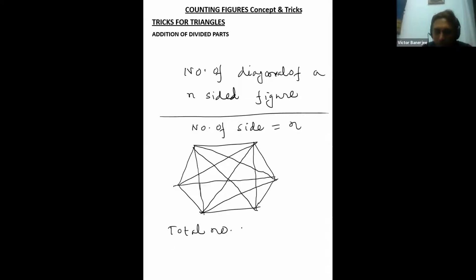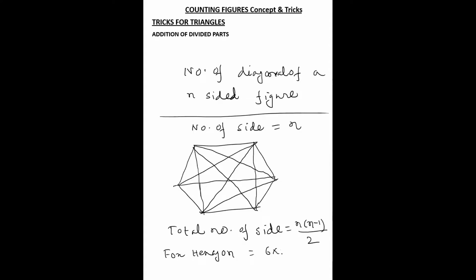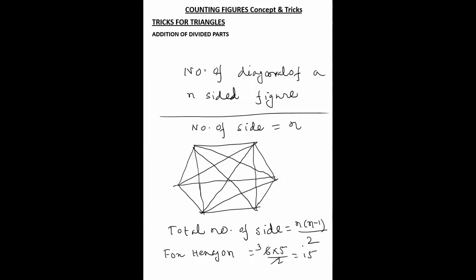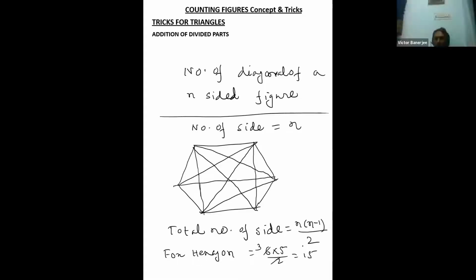guys, take a note. This is very important. The number of lines equals n into n minus 1 by 2. n is the number of sides. For example, if I have a hexagon, then n would be equal to 6. For a hexagon, how many lines would be there? 6 into 6 minus 1 by 2. If all the diagonals are joined, how many total lines? That's 15, for a hexagon.